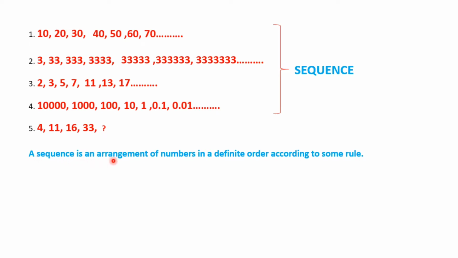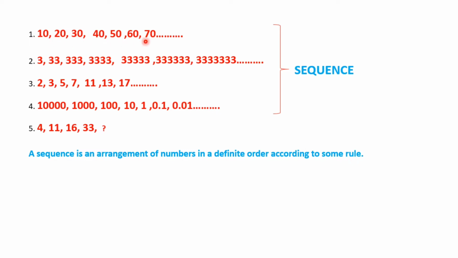A sequence is an arrangement of numbers in a definite order according to some rule. You can see here all these numbers are arranged in a definite order. Definite order means each number defines a particular position in a definite order according to some rule. Each one is having a rule, which we have discussed before.